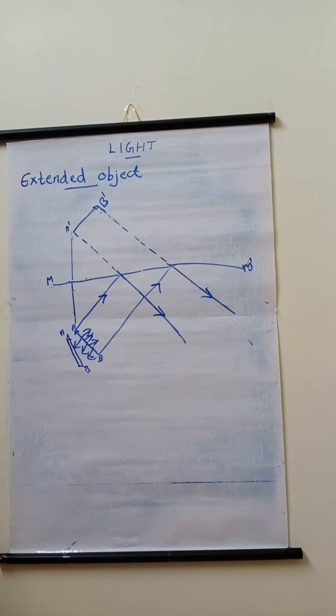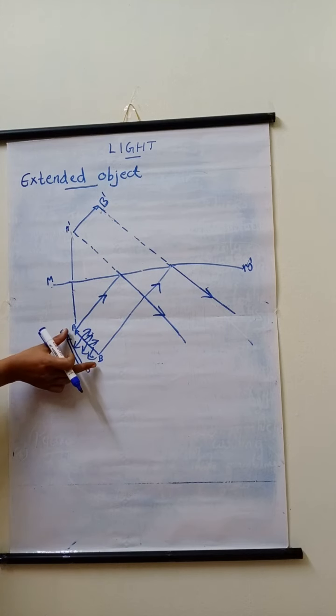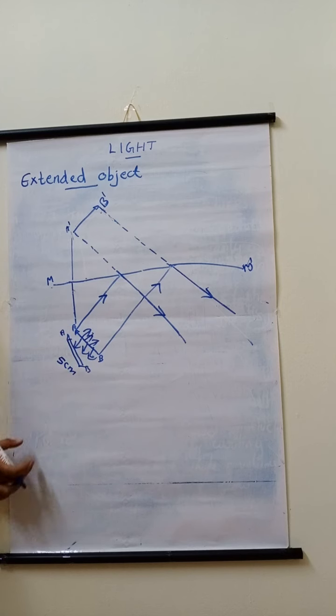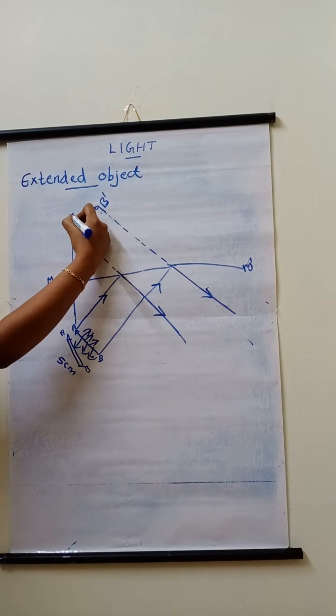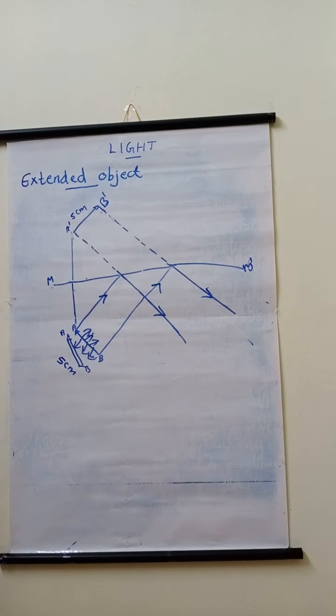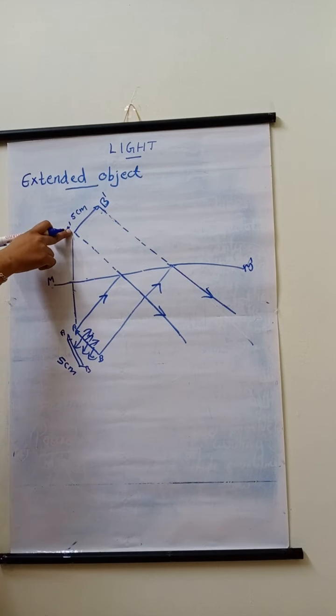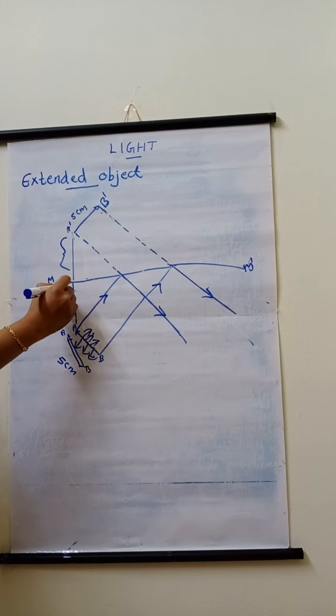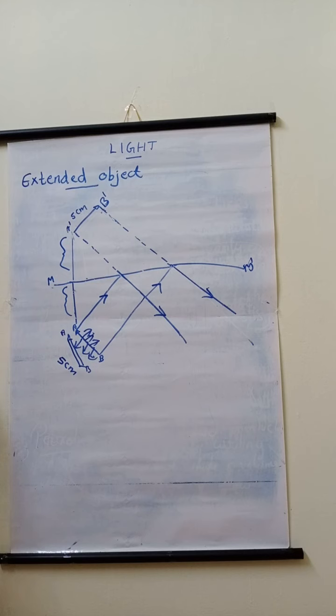Also the size of the image will be the same. If the size of this pen is 5 centimeter, the size of the image formed will also be the same, 5 centimeter only. The distance of the image from the mirror will be the same as the distance of the object from the mirror, and these two distances also will be the same.